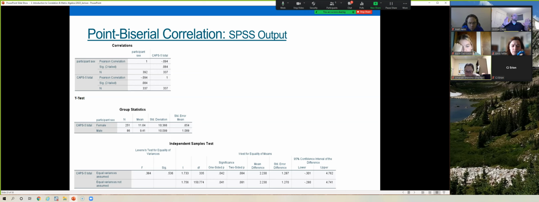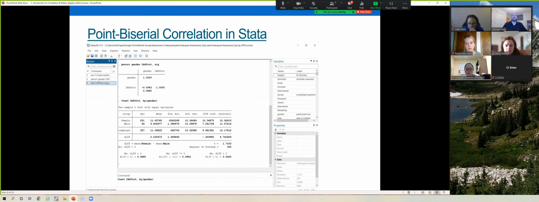Questions? Do people understand the equivalence of this? It starts to become important as we move into talking about the generalized linear model, about how these things all relate to one another. Okay, cool. Same thing in Stata. If we run our correlation between sex and CAPS total, we get this. If we run a t-test, the p-value is exactly the same. Everything's sort of even Steven.